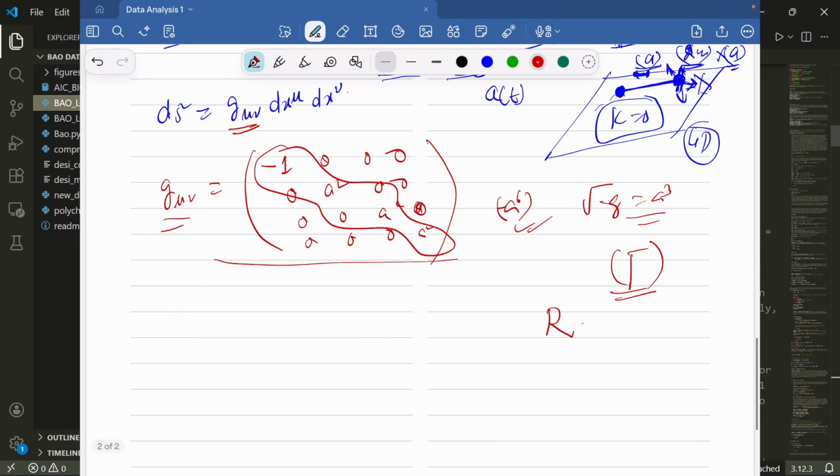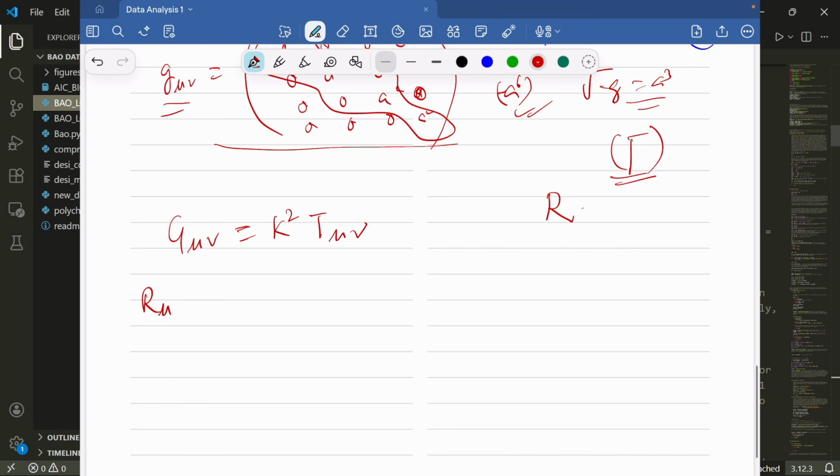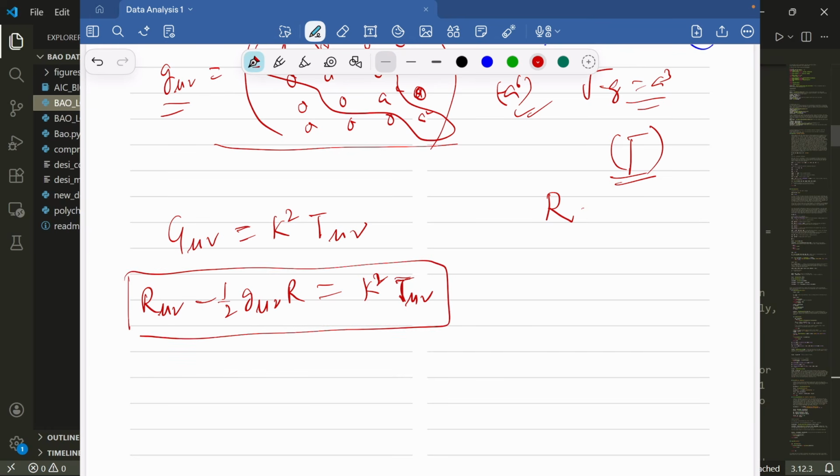And similarly it will also give us our G mu nu. So G mu nu is equal to kappa squared T mu nu. Now G mu nu is the Einstein tensor, which is defined as R mu nu minus half g mu nu R, equal to kappa squared T mu nu, right? Now it is dimensionally correct, you have to understand this. So how can we say, I will write R00 minus half g00 R is equal to, see, everything has to be contracted.